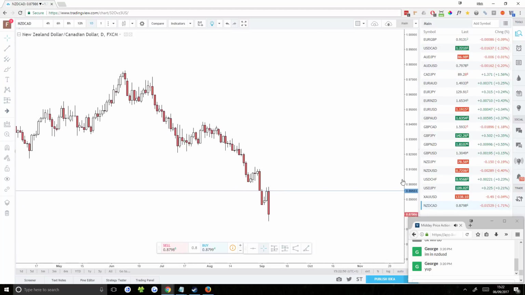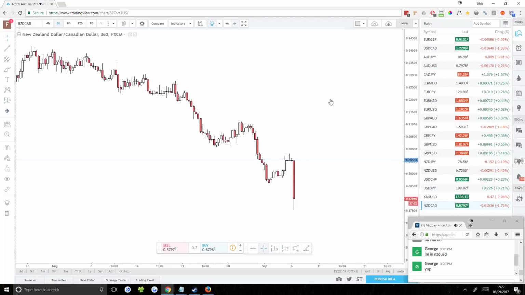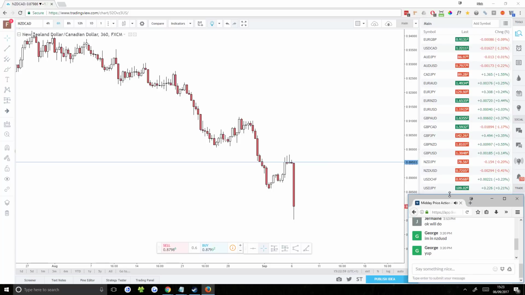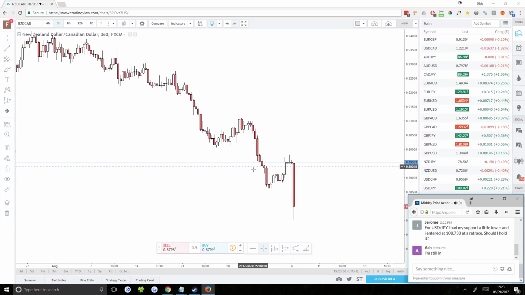New Zealand CAD, this is another trade that triggered this morning. That's a bit too late now. This trade, who's actually in this trade? Were you in it, Ash? I'll get back to, you're still in? Are you holding? Because surely this has hit your target.